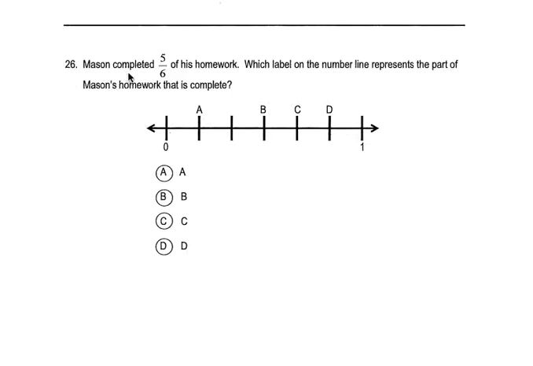26. Mason completed 5/6 of his homework. Which label on the number line represents the part of Mason's homework that is complete? Is it A? Is it letter B? Letter C? Letter D? Which label on the number line represents the part of the homework that Mason completed?